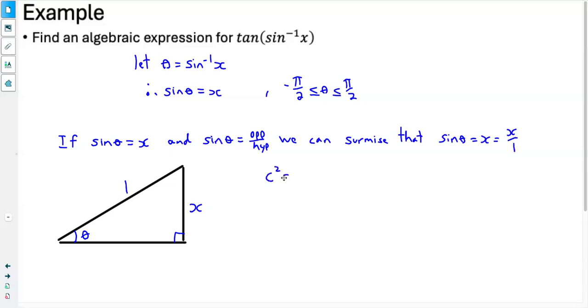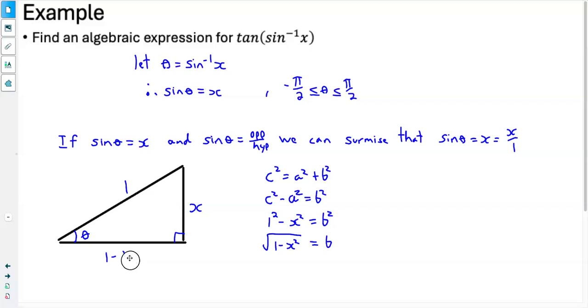So we know c squared equals a squared plus b squared. So if we have c squared minus a squared equals b squared, and now if we want to substitute our values in, we have 1 squared minus x squared equals b squared, and then take the square root of both sides, and that gives us the square root of 1 minus x squared is equal to b. So we know this side here is the square root of 1 minus x squared.